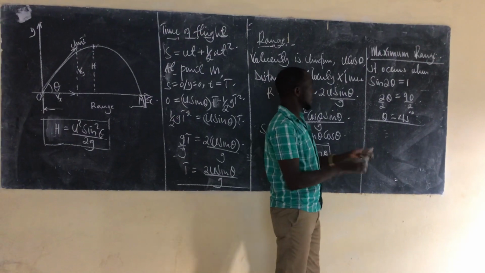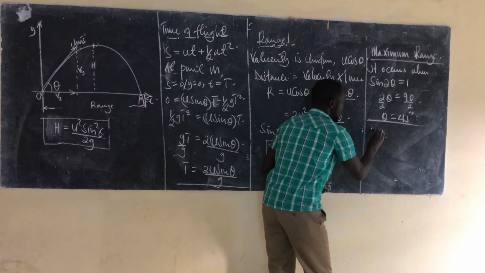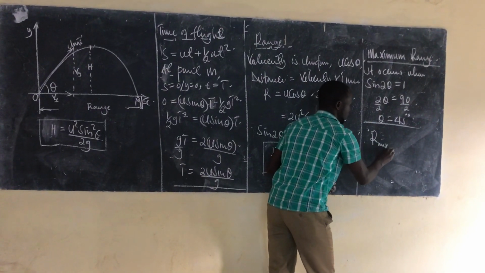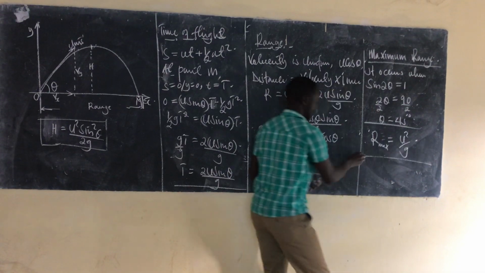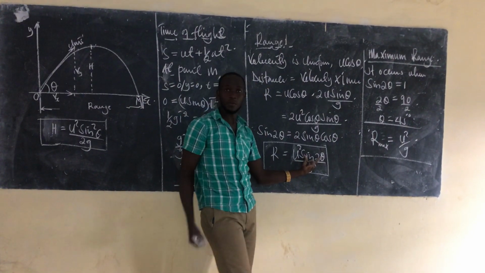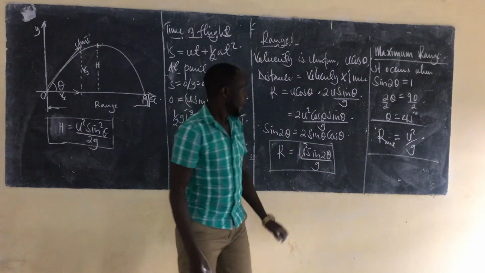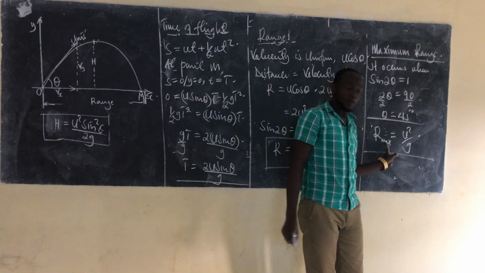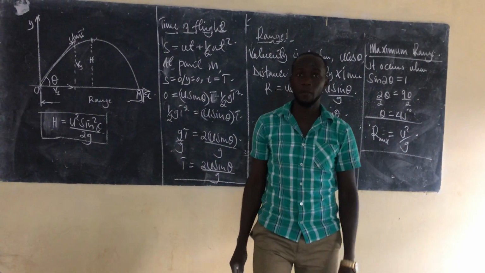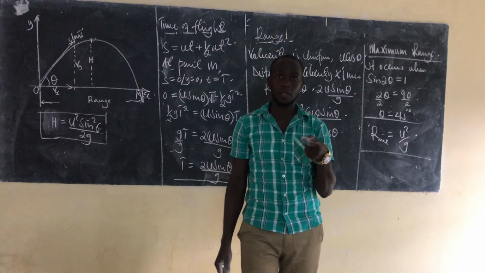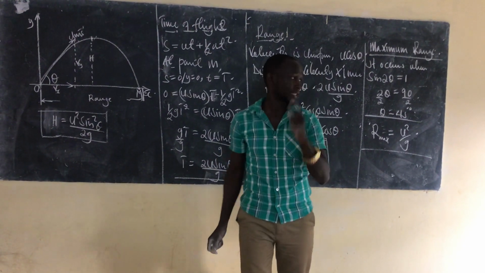If it only occurs when sine 2 theta equals 1, therefore, the maximum range shall always be u squared over g, because the sine term shall always reduce to 1. That's how we get maximum range. The way you get the maximum range would be the very same way someone will get the minimum range, if at one time it has been asked. Remember, the minimum value of sine is always negative 1.